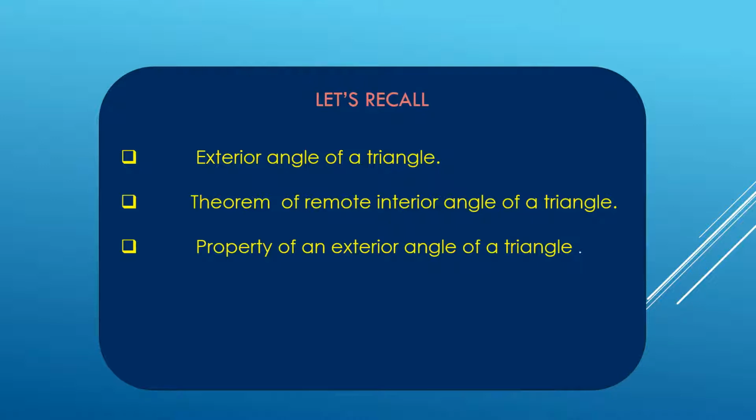Second one, theorem of remote interior angle of a triangle. That is, the measure of an exterior angle of a triangle is equal to the sum of its remote interior angles. Third one, property of an exterior angle of a triangle. That is, an exterior angle of a triangle is greater than its remote interior angle.